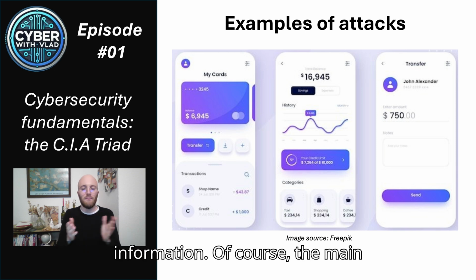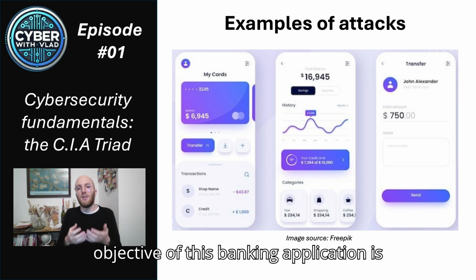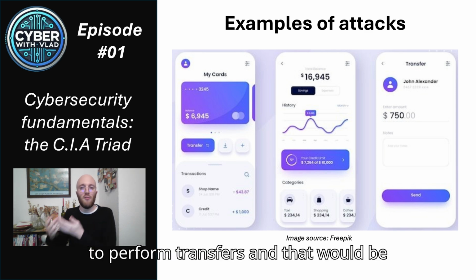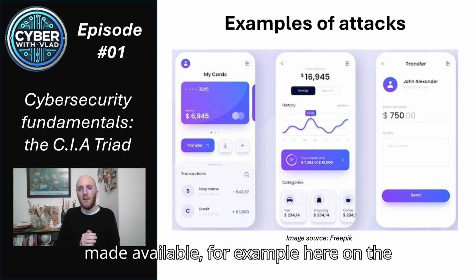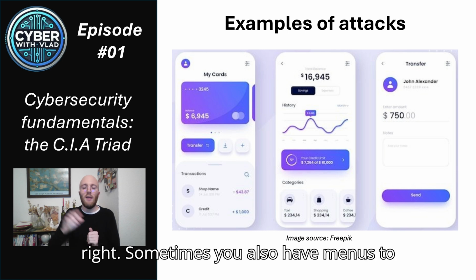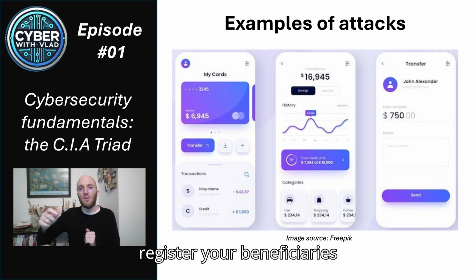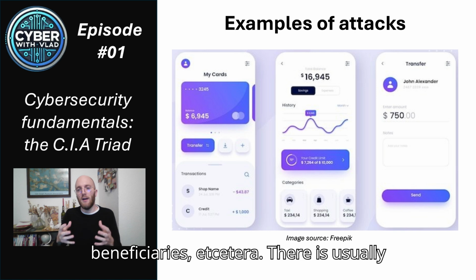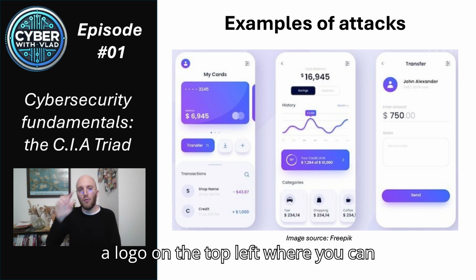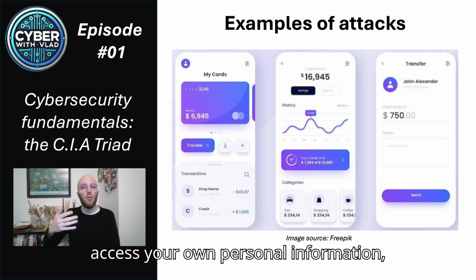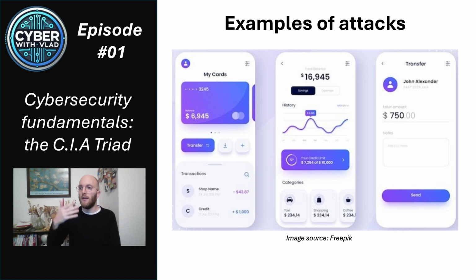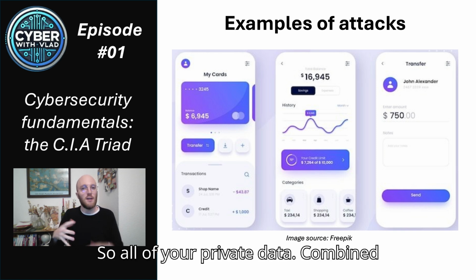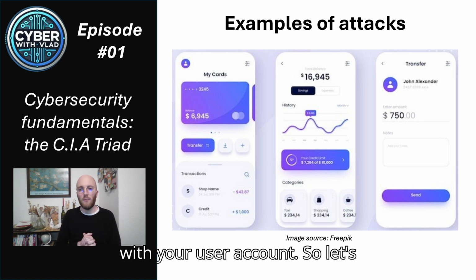Sometimes, as you can see on the left, you even have your credit card information. Of course, the main objective of this banking application is to perform transfers, and that is made available, for example, here on the right. Sometimes you also have menus to register or manage your beneficiaries and add new ones. There is usually a logo on the top left where you can access your own personal information, address, phone number, etc. So all of your private data is combined with your user account.